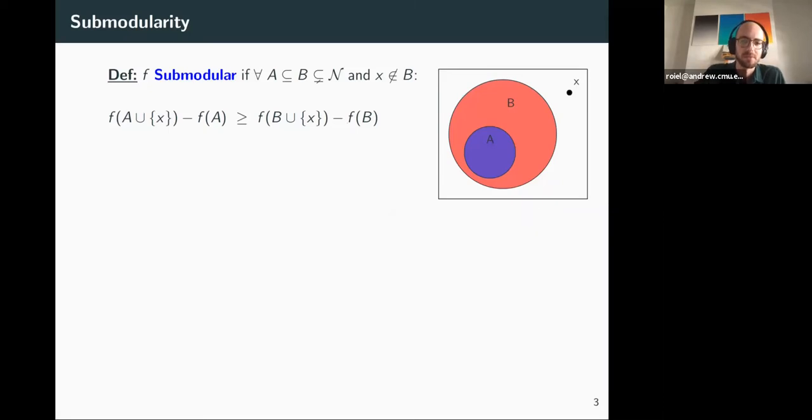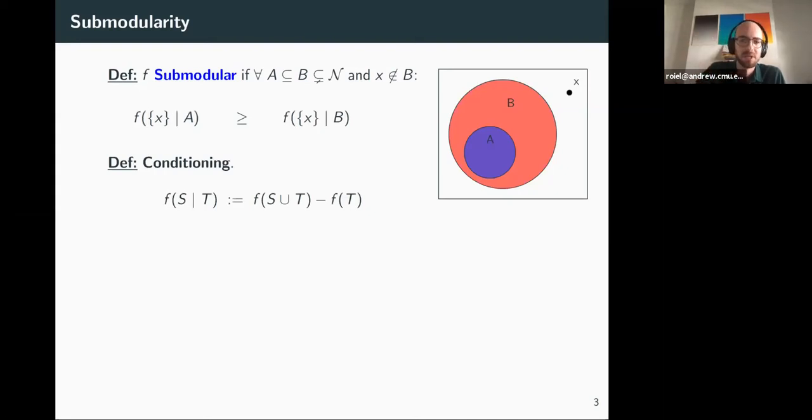If I introduce this notation of conditioning, I'll say f of s conditioned on t is exactly the marginal value of s to t, f of s union t minus f of t. Then we can rewrite the definition of submodularity very cleanly, just like this.